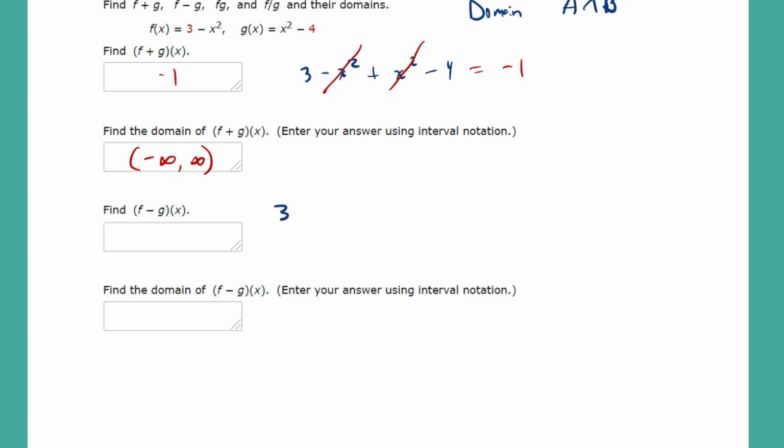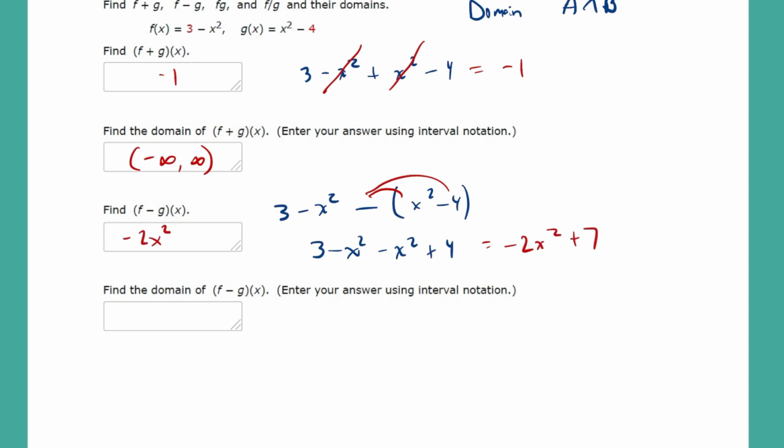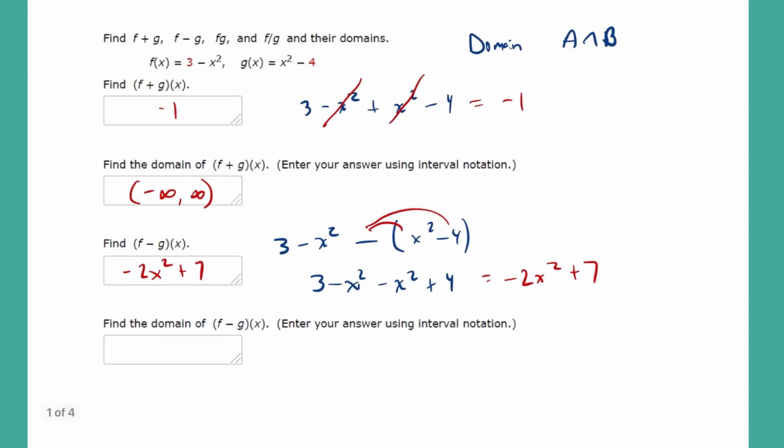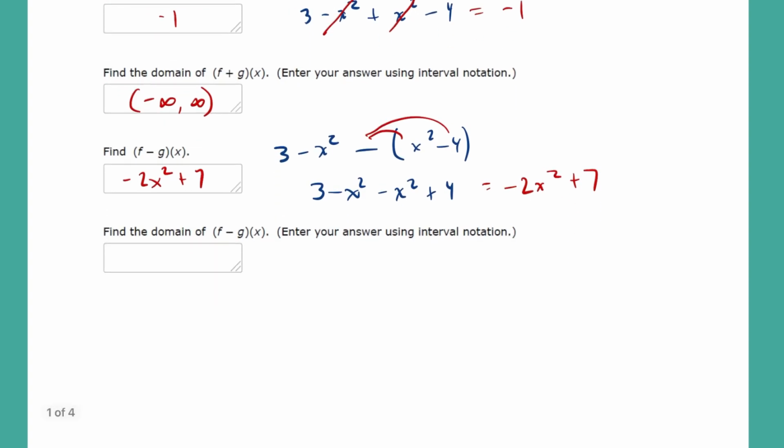The difference would be 3 minus x squared minus, you've got to make sure that you put the g function in parentheses because we're going to have to distribute that subtraction. Then you can combine like terms. That's going to become negative 2x squared plus 7. And same thing, the domain is going to be all real numbers for both functions. So that means that it's all real numbers again.